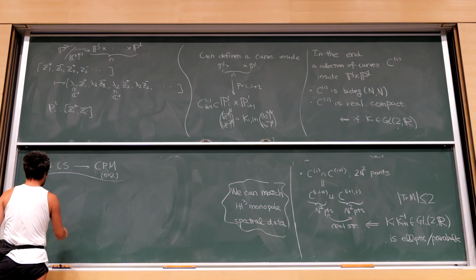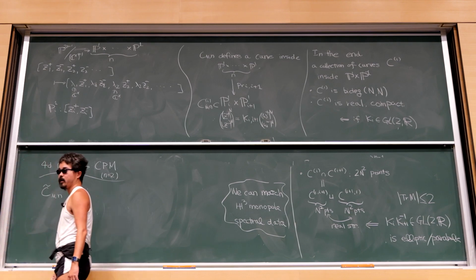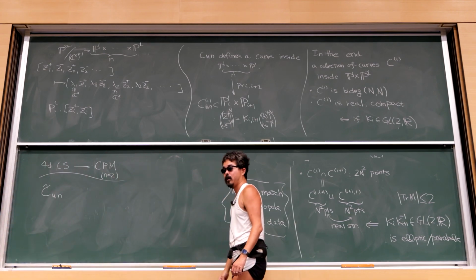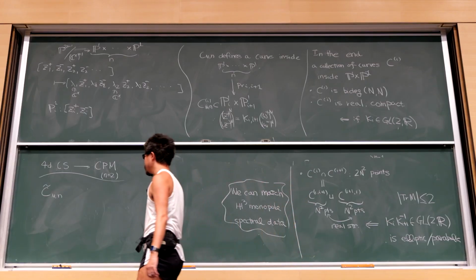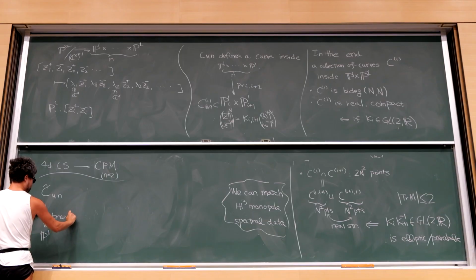But there is a way out. So the spectral curve I denoted by this is of very high genus. But you can represent it as a branched covering over P1.